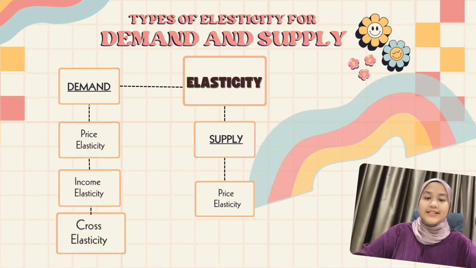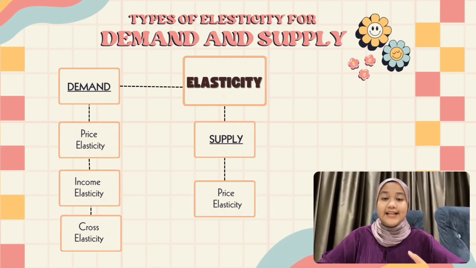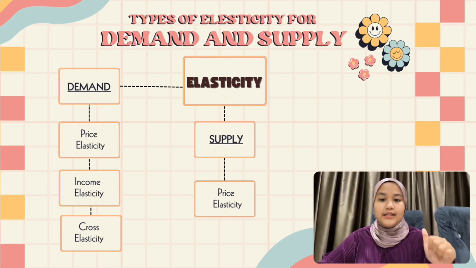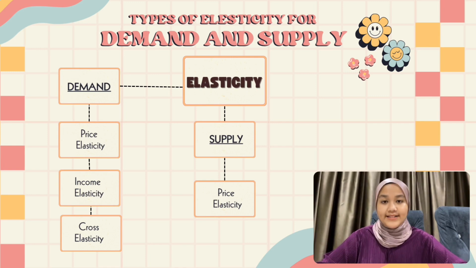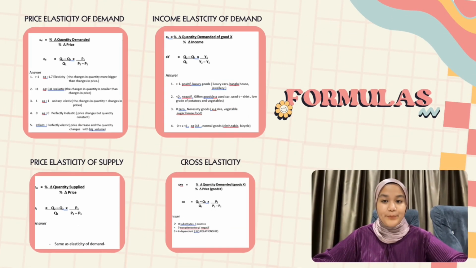So these are the types of elasticity for demand and supply. Under elasticity, we have 2, which are demand and supply. Under demand, we have 3, which are price elasticity, income elasticity, and cross elasticity. While under supply, we just have 1, which is price elasticity. These are the 4 important formulas that we will usually use in this topic to find price elasticity of demand, price elasticity of supply, income elasticity of demand, and cross elasticity.